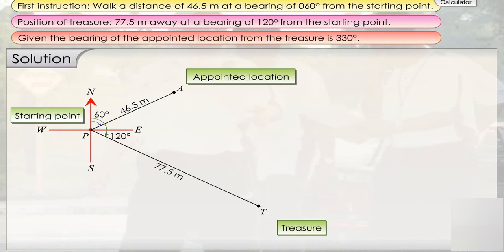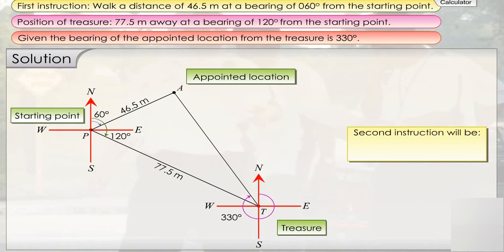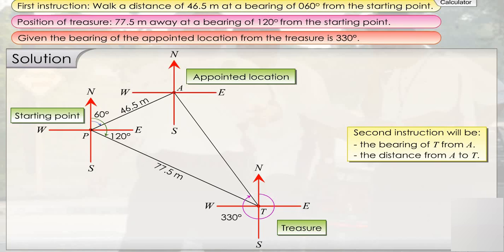The third information says that the bearing of the appointed location from the treasure is 330 degrees. So, we draw a compass direction at T, connect A and T with a straight line and draw the angle 330 degrees from the north at T. The second instruction for Murat's group will be the bearing and the distance of the treasure from A. So, we need to draw a compass direction at A also.